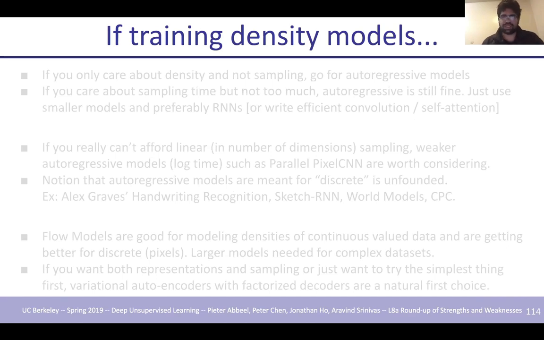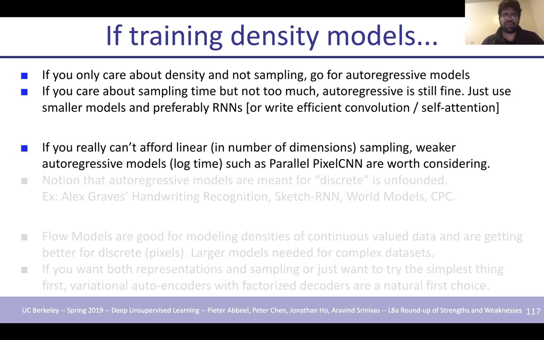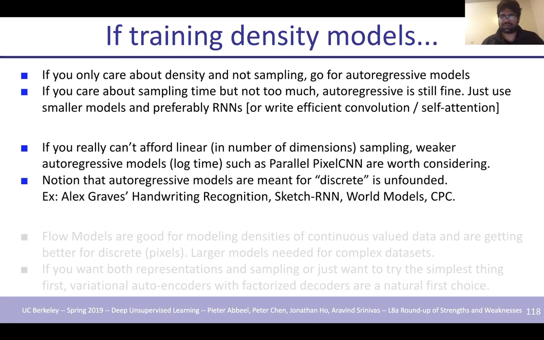If you're going to train density models and you're figuring out which density model you should be using, here are some pointers. If you only care about the density estimates, just go for autoregressive models. You don't worry about sampling time here. If you care a lot about sampling time, then autoregressive may still be fine if your sequences are not that big, or if you use lightweight models. But if you really cannot afford to wait for the sampling time, if you want really fast samples but you still want to go for density modeling, you could think about using weak autoregressive models like parallel PixelCNN. And you could also think of doing latent space modeling, like a weak VAE. You may probably not even need a quantization bottleneck. It could still work with continuous values.